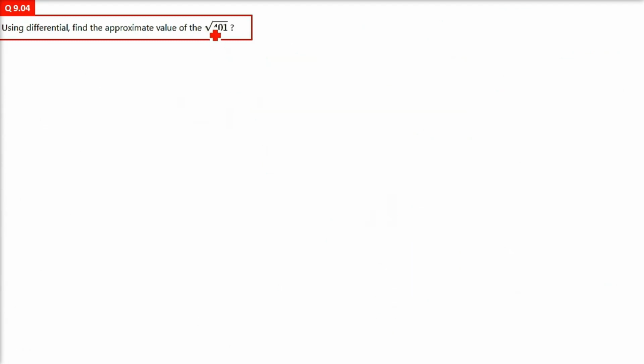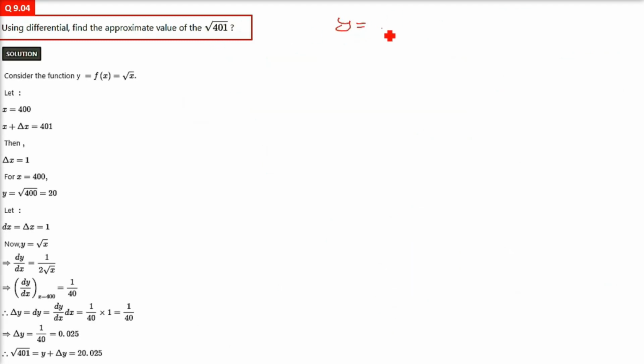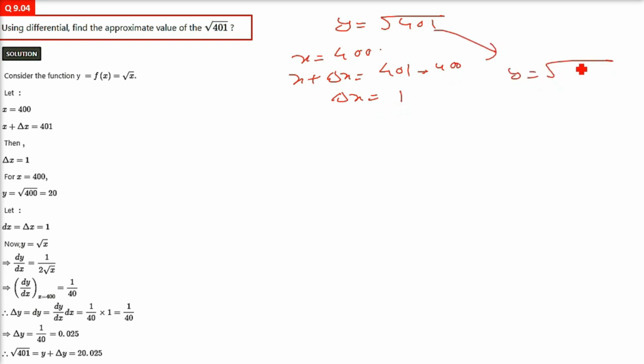Under root 401. So this is y equals under root 401, and for this 401 we need some value so that we get a proper root, and that is going to be 400. So we'll take x as 400. What will be x plus delta x? X plus delta x is 401. So delta x is what? 401 minus 400, that is going to be 1. So this is y, under root 400. 400 is 20, 20 into 20 is 400. So y you get 20, delta x you get 1.